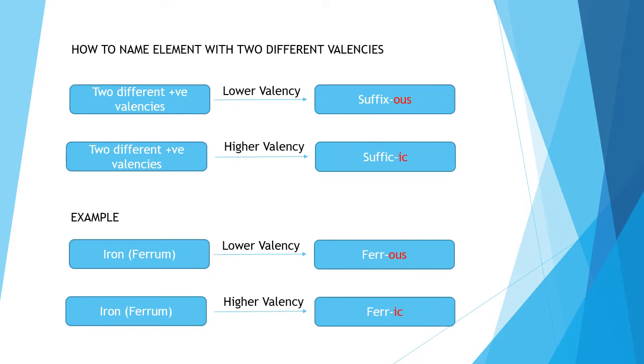How to name an element with two different valencies? If an element exhibits two different positive valencies, then the suffix OUS is attached at the end of the name of the element for lower valency, and the suffix IC is attached to the end of the name of the element for higher valency. Example: iron. The Latin name of iron is ferrum. It exhibits two valencies, that is 2+ and 3+. The lower valency of iron, 2+, is named as ferrous, and the higher valency of iron, 3+, is named as ferric.